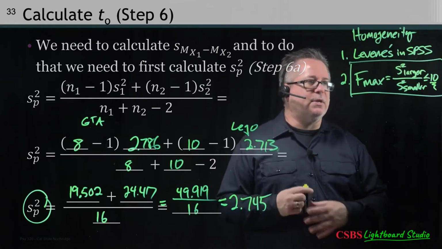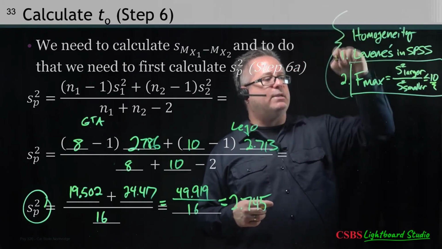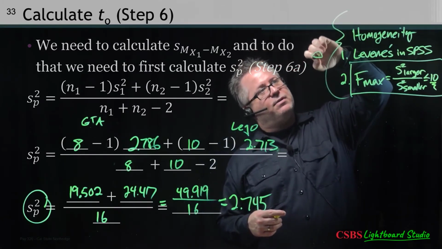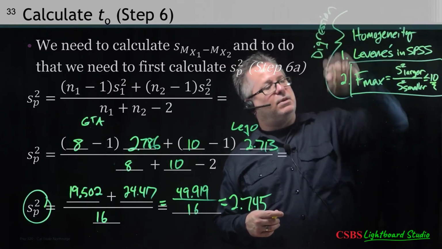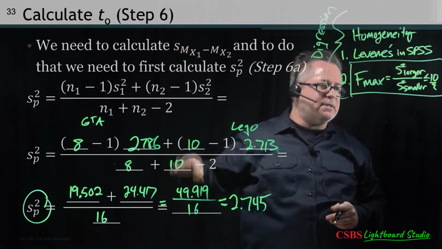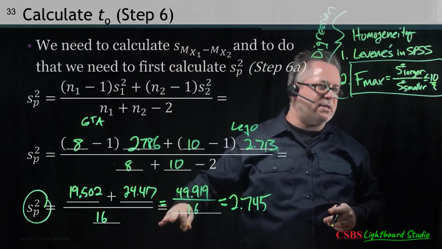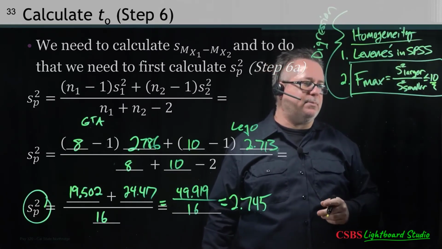Anyway, that's a side digression. It's related to this, but it's not directly addressing the 6 steps. It is in the sense that, to be able to do this step, you really need to be able to assume the homogeneity of variance.